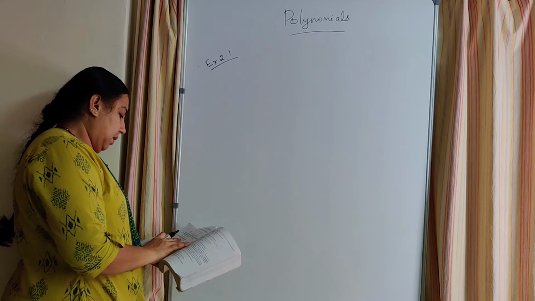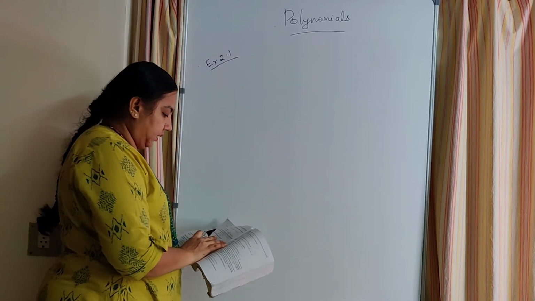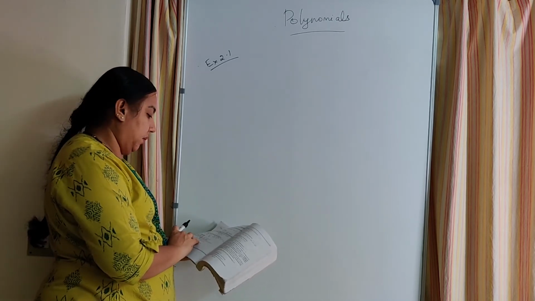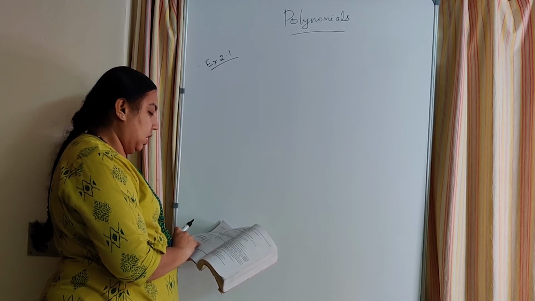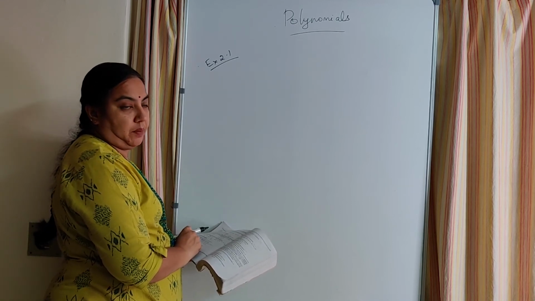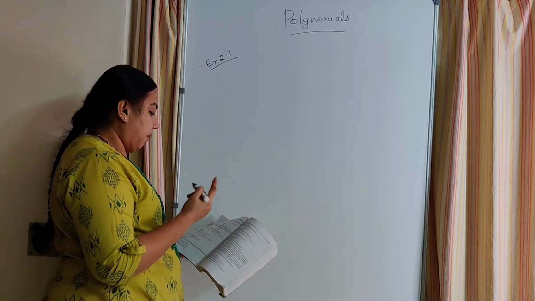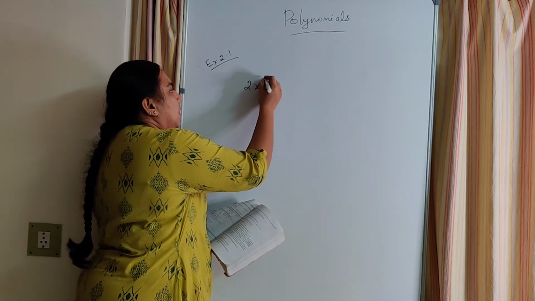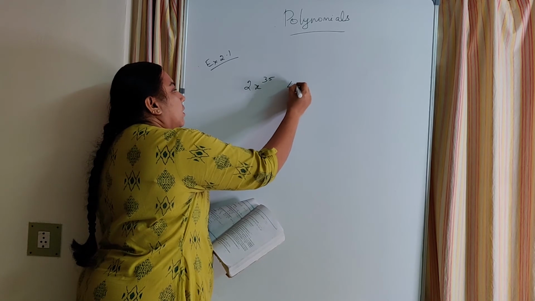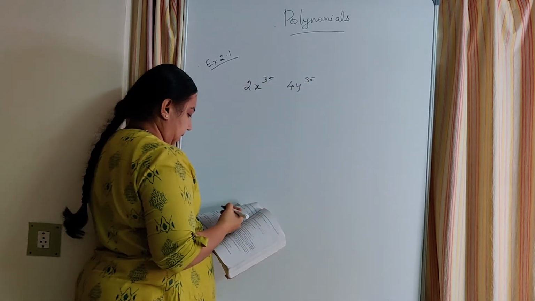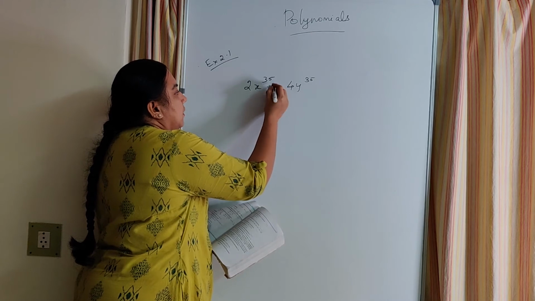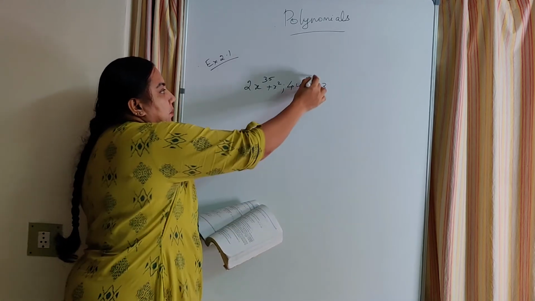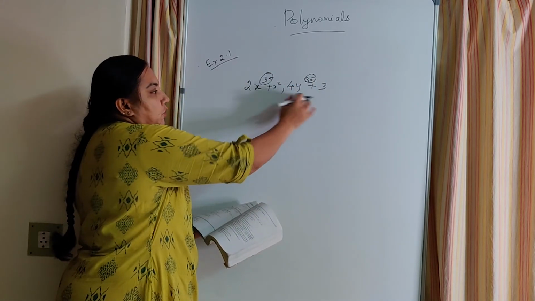Give an example of each of a binomial of degree 35 and a monomial of degree 100. A binomial is something which has got two terms. A monomial is a polynomial which has got only one term. They are asking for a binomial with a degree of 35. We can write 2x power 35 or 4y power 35. Binomial they said, so I'll write one more term with it, x square, and here it might be 5, anything, but the degree should be 35 and it should have two terms, that's it.